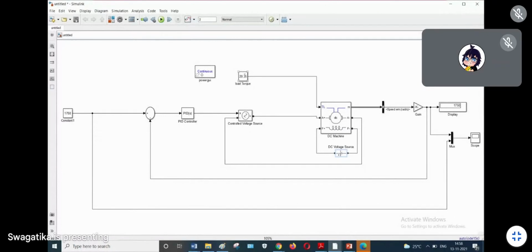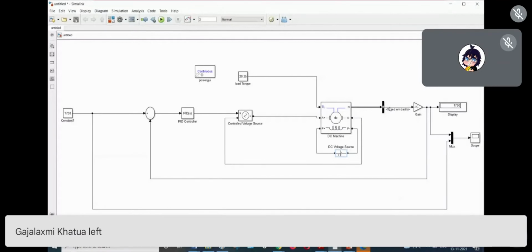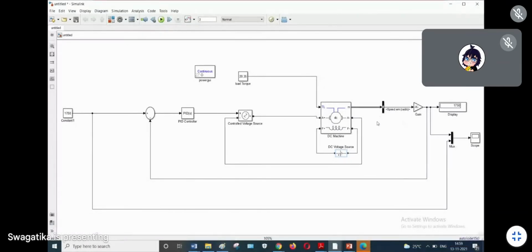Now, for the armature, you can give a control voltage source. You can apply a control voltage source which will provide a control voltage to this armature. Now the PID controller should control the speed, right? So you have to control the speed of the DC machine. How will you control the speed of the machine? There are so many factors you can control. You can control the flux, you can control the field, anything. But you have to control the specified speed.